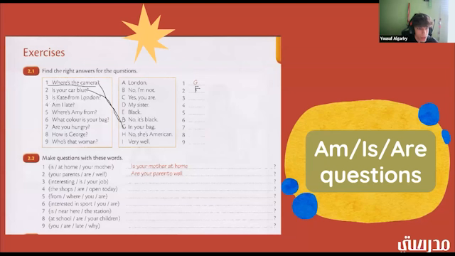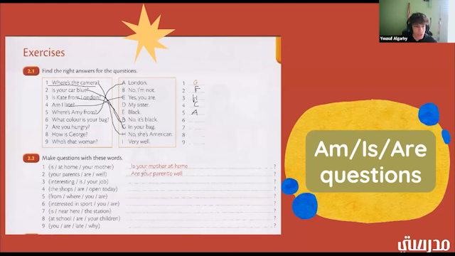Okay. Number 3, is Kate from London? Which one would we match it with? H. All right, good. Is Kate from London? No, she's American. All right, next. Am I late? Which one would we match that with? C. Am I late? Yes, you are. Okay. Number 5. Where's Amy from? That one would go with A. Good. London. Where's Amy from? London.